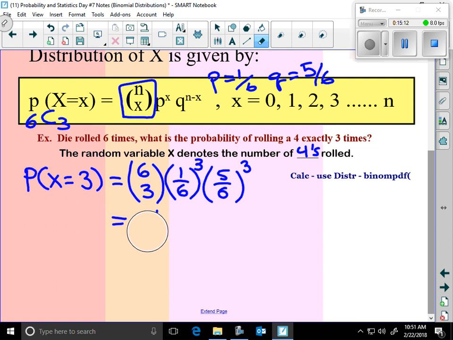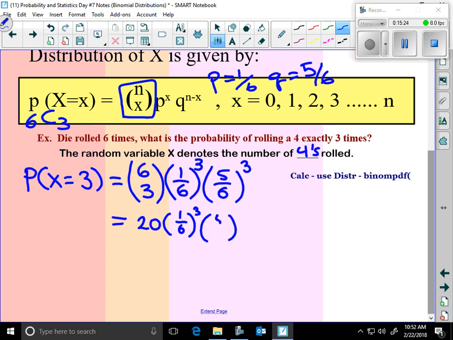Oh, this is so much work. Isn't there a better way? And then 1/6 to the third power, well, that's 1 over 216. That's going to get gross. And 5/6 to the third power is 125 over 216. That's going to get gross. I'm going to get some decimal for this, but I'd rather use my calculator. How about you? So take out your calculator.